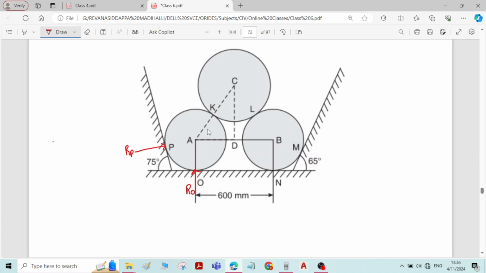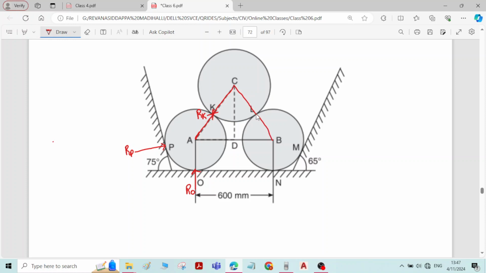Then for sphere A, there will be reaction from sphere C, and for sphere C, there will be reaction from sphere A, and both are equal and opposite to maintain the equilibrium, that is Rk. Therefore, reaction at contact surface K is Rk. Similarly, for sphere C, there will be reaction from, let me join these 2 points directly.